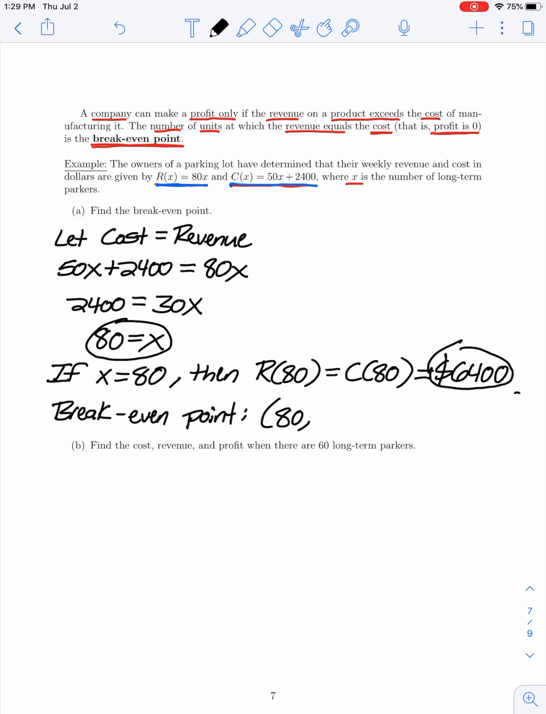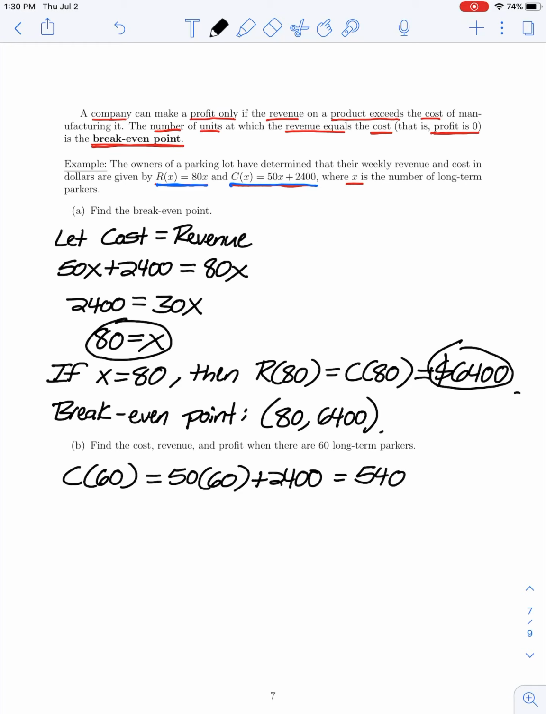So we could write this as the ordered pair (80, 6,400). All right. And in part B, we are asked to find the cost, revenue, and profit when there are 60 long-term parkers. So we're going to evaluate our cost when x is equal to 60, which would be given by 50 times x, which is 60, plus 2,400. So that would be 3,000 plus 2,400, so $5,400 here.